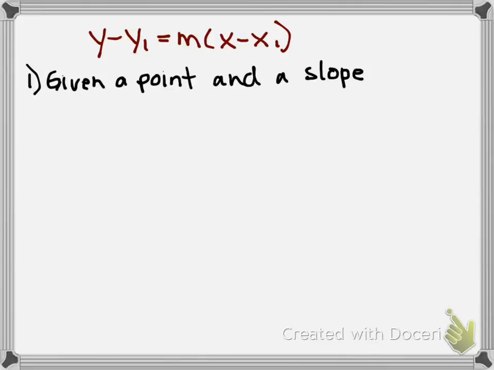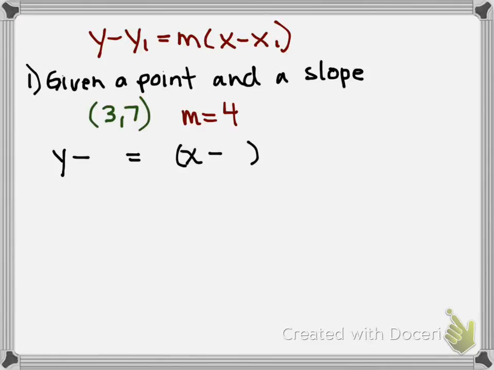Let me give you a point. We'll call the point 3, 7, and let's give you a slope of 4. All right, so here's how the frame works. Always has a y, always has a minus, always has an equal, always has a blank spot for the slope, always has an x, always has a minus. That's the frame. Now, the signs may not remain subtraction. It depends upon the signs of the values that I'm plugging in.